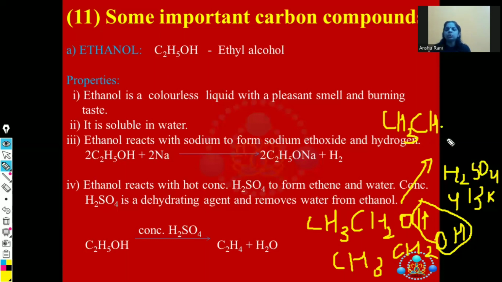CH3, CH2O, CH2, CH3. This is diethyl ether. This would be your product. So you need to mention here 443 Kelvin temperature, as at 413 Kelvin temperature, the reaction product will be different.